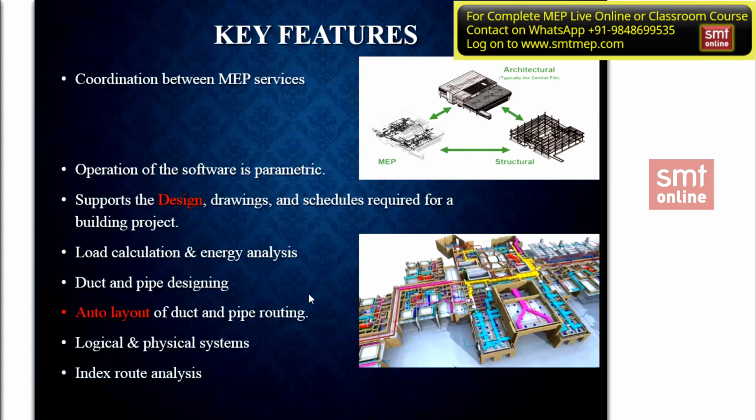Next, index route analysis, and this is also a very useful tool, especially to select the fan and the pump. So most of the engineers at the time of selecting the fan and pump, finding the index route, especially for a big project, is sometimes very time consuming and causes a lot of confusion. But in Revit, after placing the equipment and physical connection, easily with the tool called System Inspector we can find out the index route, so that we can find out the total pressure drop to select the fan and to select the pump.